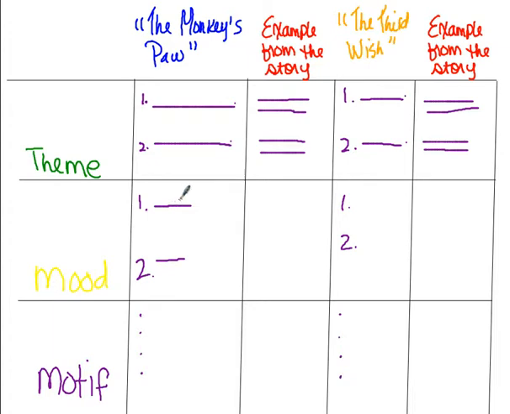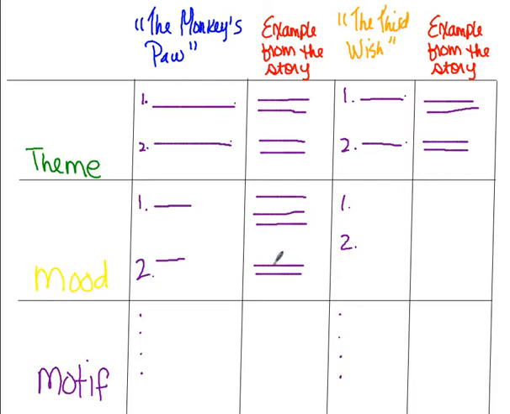So if we said the mood was scary, here's my example of the mood being scary from the story. If I say the mood is suspenseful on number 2 here, then here's my example of suspense from the story. I'm not copying it directly from the book, but I am giving the example of suspense because I supplied that as my claim in my mood section.